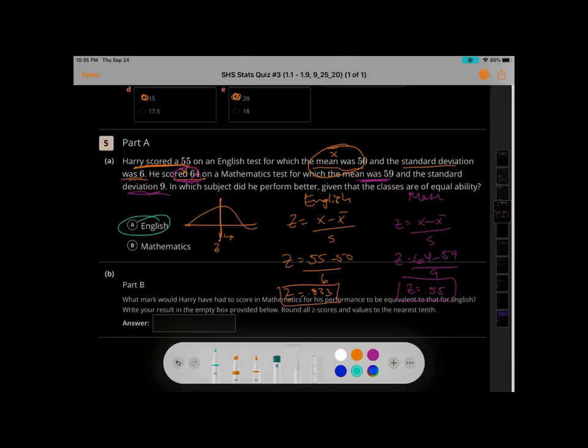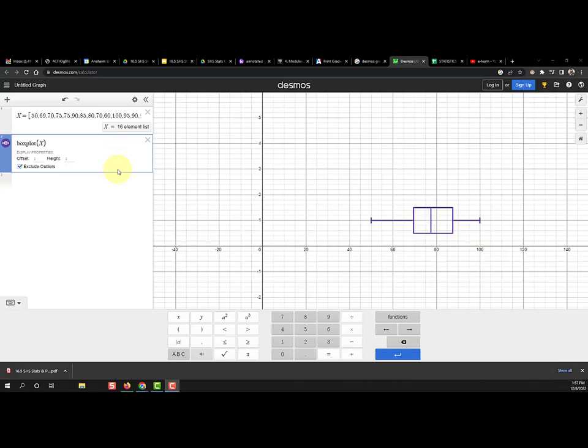Part B. What mark would Harry have to score in mathematics for his performance to be equivalent for the English? So let's highlight this. Looking. Okay, let's go over question number 6.